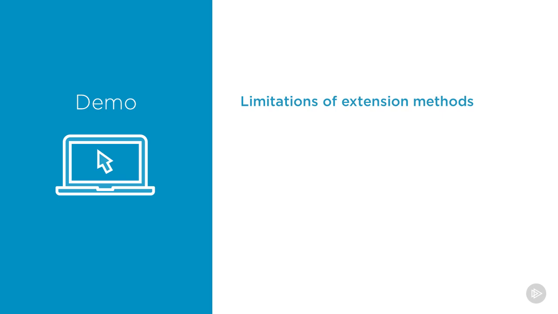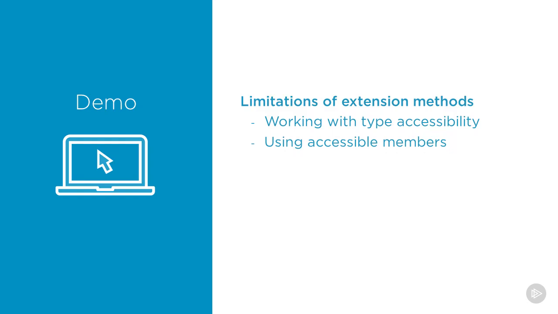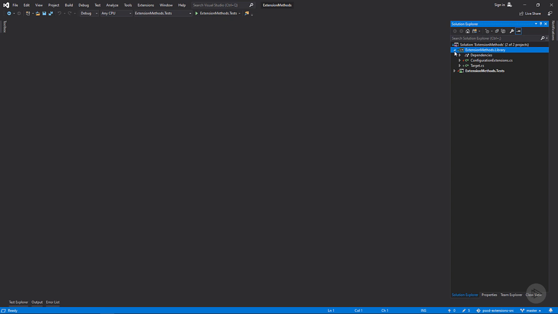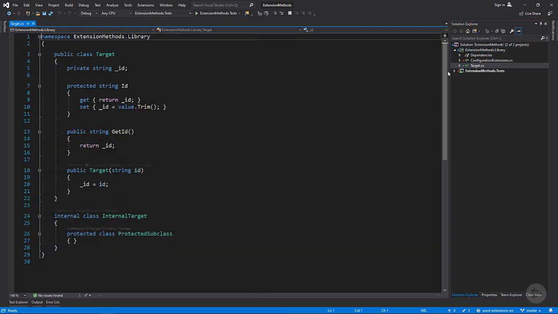In this demo, I'm going to show you the limitations of extension methods in action. I'll show you that you can only extend accessible types, and then how your extension methods can only use accessible members in the target. And finally, that extension methods lose out if they clash with a matching method signature in the type hierarchy.